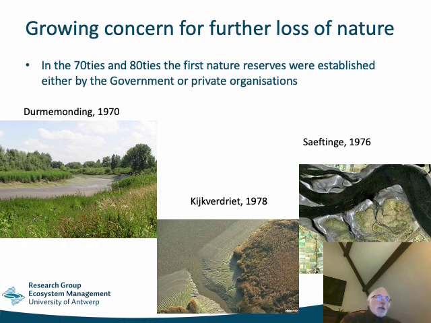And we see along the Scheldt estuary that the first nature reserves were established already around 1970, where we had what is called the Durmemonding, the Mouth of the Durme. We had a small marsh Kijkverdriet in 78, and then also in 76, the huge marsh, the Drowned Land of Saeftinghe, was protected by national laws.